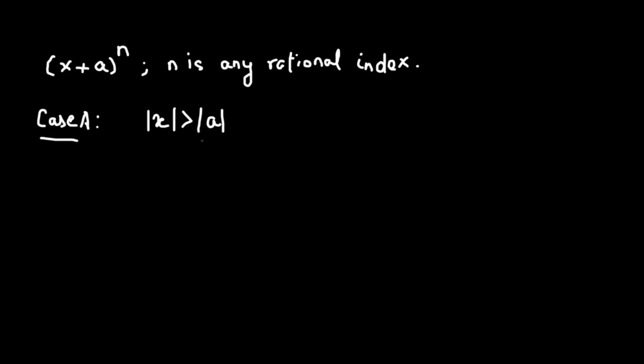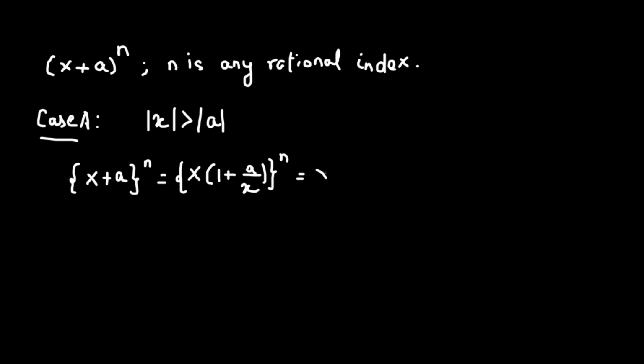Then in this case, what we have to do is simplify. So let's do some simplification here. x plus a raised to the power of n. We are going to factor out x. That will leave us with x times 1 plus a over x, all raised to the power of n, which can be rewritten as x raised to the power of n times (1 plus a over x) raised to the power of n.